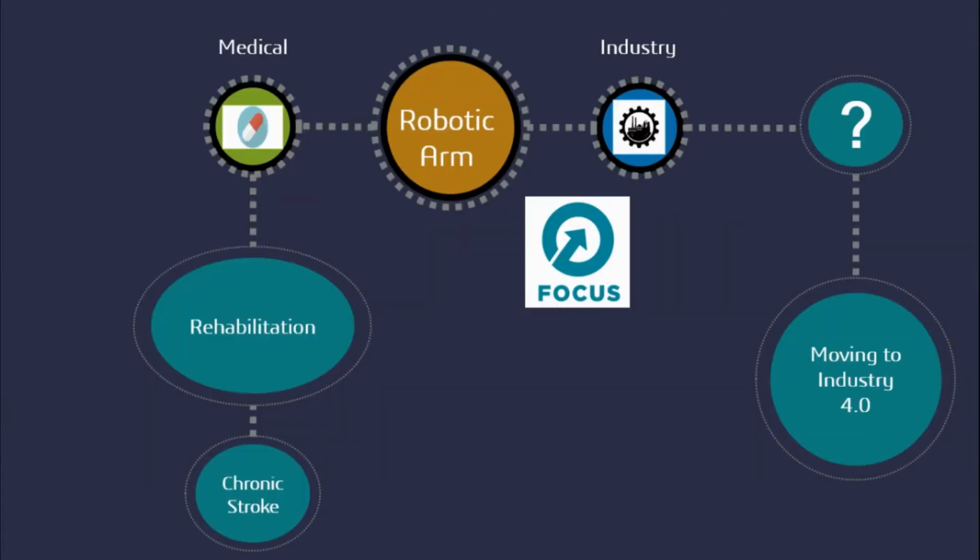Literature reviews. Based on the literature that I have gone through, robotic arm is widely used in 2 categories, which are medical and industry. In medical, robotic arm is mainly used for rehabilitation purposes, for example chronic stroke. However, my project is focused on the industry field. But why focus on the industry field? This is because now the world is moving to Industry 4.0.